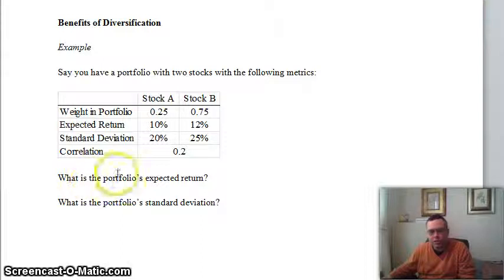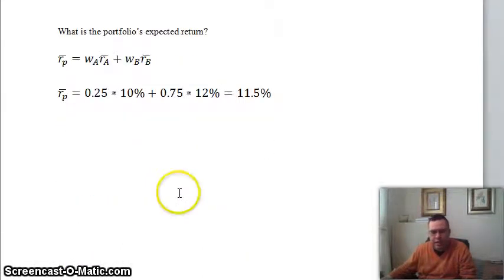I want you to calculate the portfolio's expected return and the portfolio's standard deviation. And I've done all that for you here. What's the portfolio's expected return? It's just a weighted average of the two returns.